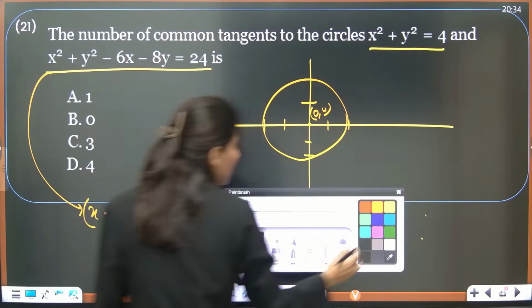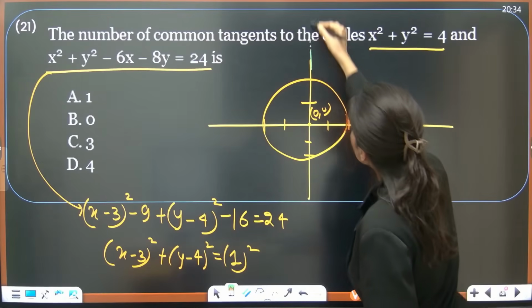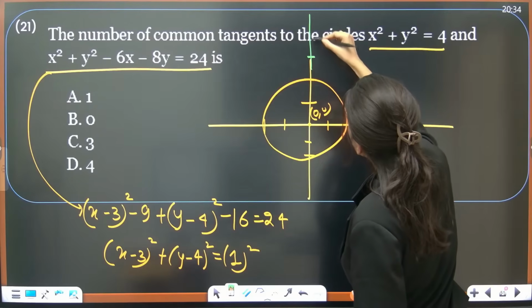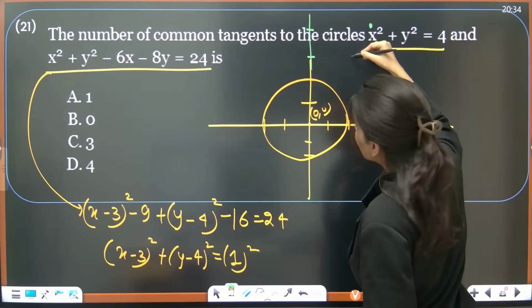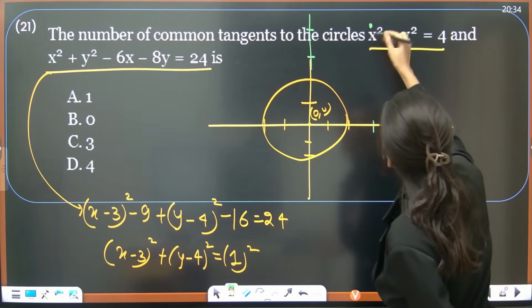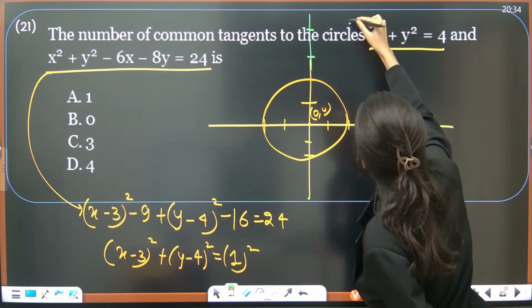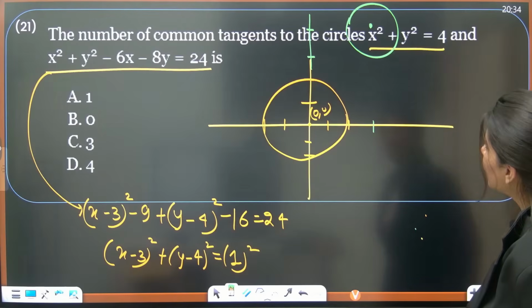Radius is 1, 3, 4 is the radius. So this is 3 and this is 2 now, 3, 4. So 1, 2, 3, 4. 3, 4 is this and radius is 1. Correct? Radius is 1. 3, 4 is the center, radius is 1, right? So it will look like this. Okay. So number of common tangent.